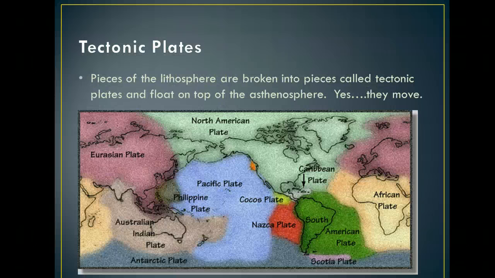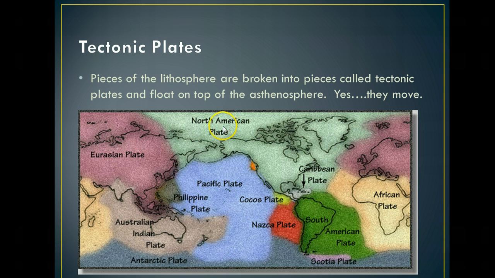So here what you see is a picture of the tectonic plates, pieces of lithosphere that are broken down into pieces. And what they do is they float on top of the asthenosphere. And yes, they do move. So you can see here in the colors, here you have the Eurasian plate, which is part of Europe and Asia, for those of us that still have issues with our continents. Down here we have the Australian and Indian plate. Here's India, here's Australia. The Antarctic plate is at the bottom, because it's for Antarctica. The Philippine plate is right here. This big one right here is the Pacific plate, and we'll come back to that in a second.